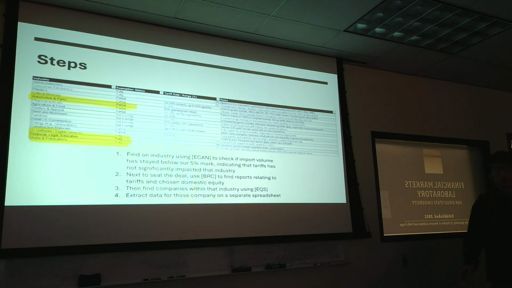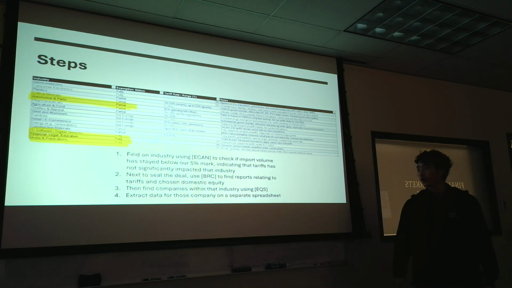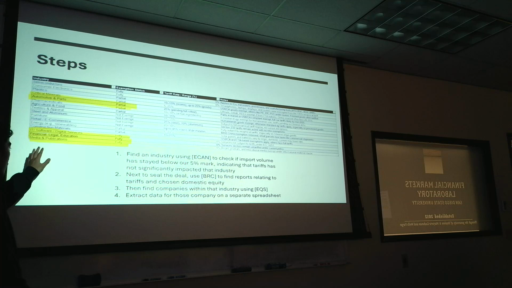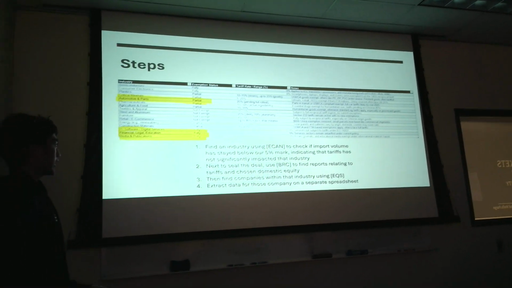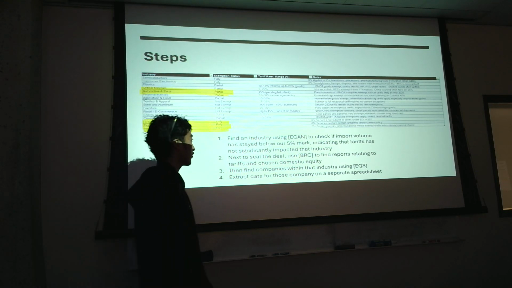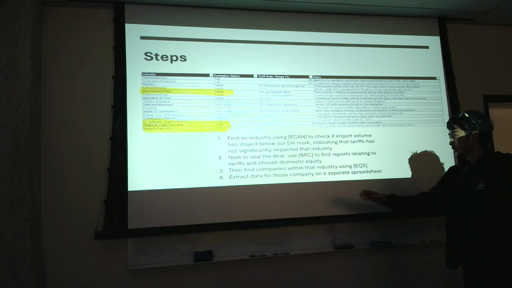I made a general Excel sheet with all the tariffs on industries that are exempt or not exempt. For you guys, I highlighted some industries to focus on using ECAN. So look for media publication, financial, legal education, IT software, automotive, and critical minerals. The problem with semiconductors, despite the exempt status, is that we simply don't have the data for it yet. So for now, I'm just going to focus on gathering data for these five, or whatever you find as well. But these are the general steps.